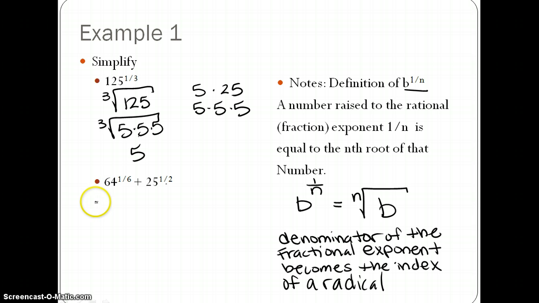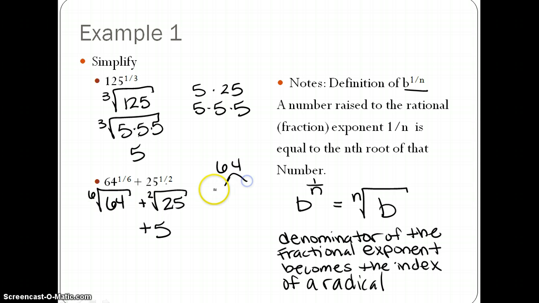64 to the 1/6 is the 6th root of 64 plus 25 to the 1/2 is the square root of 25. Very quickly, the square root of 25 is 5. That's relatively well known. The 6th root of 64 may not be so easy, so you may want to attempt a factor tree to break it down.